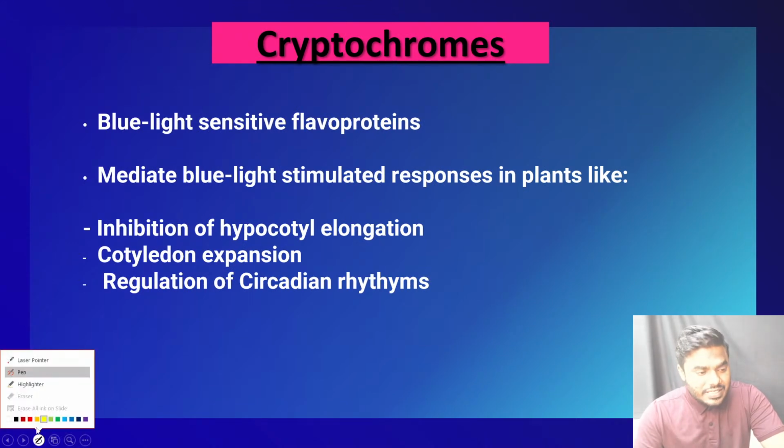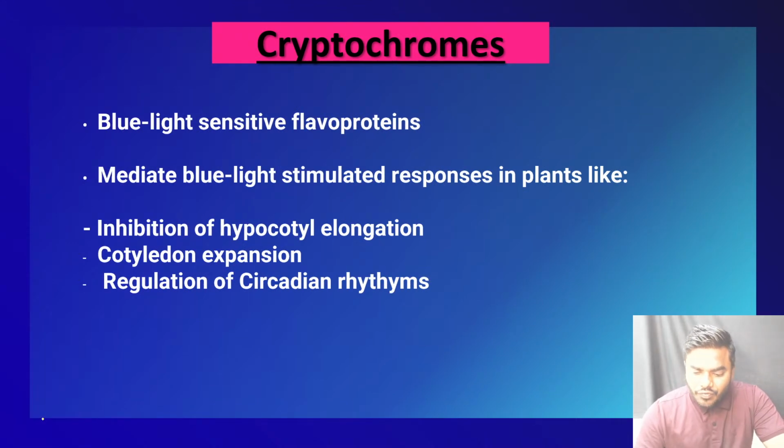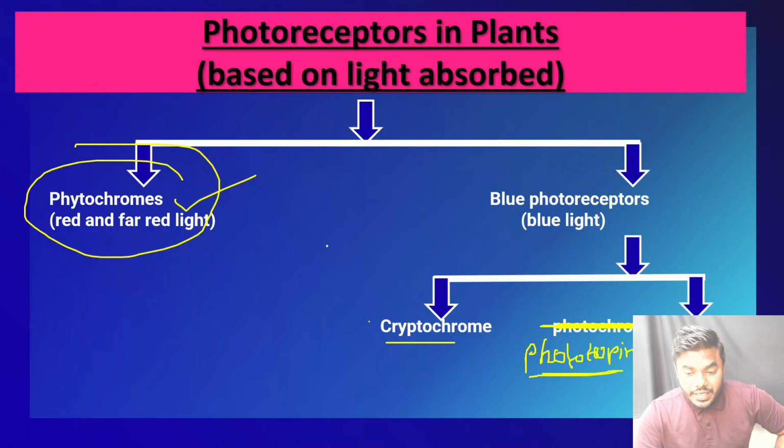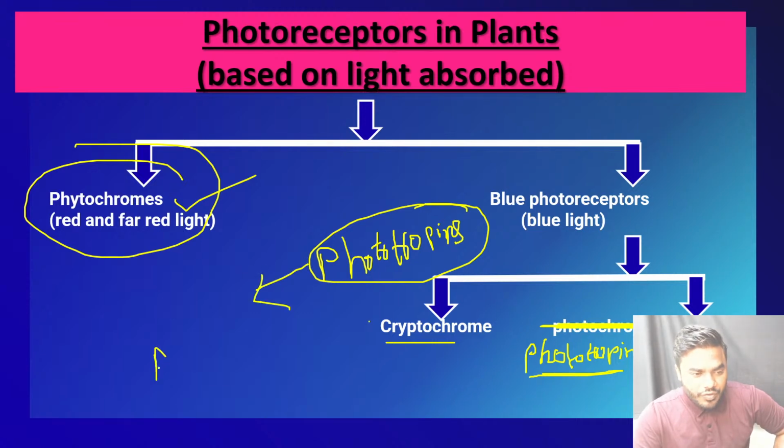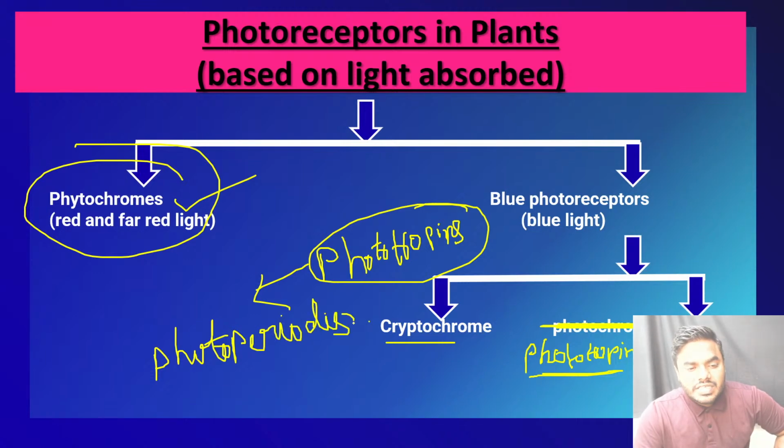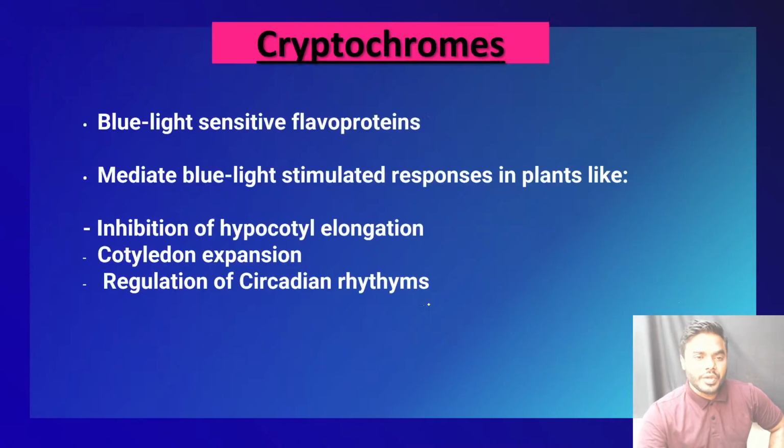Okay, listen to me very carefully, friends. Where can we get the experimental based questions? Friends, 99.99% of experimental questions will come from the phototropins only, especially from photoperiodism. Photoperiodism, this is the area where we can get the experimental based questions. Kindly don't forget it.